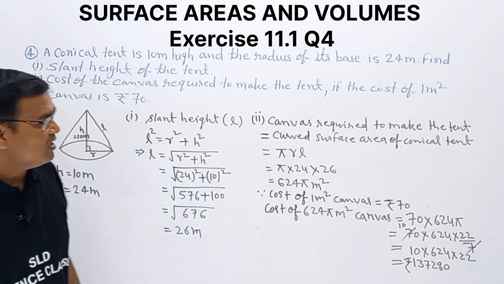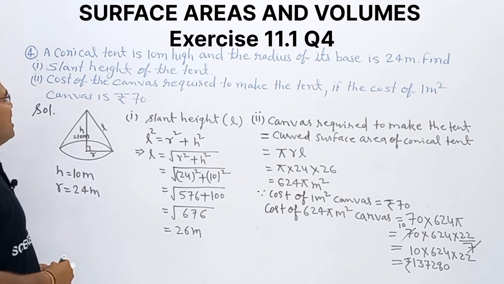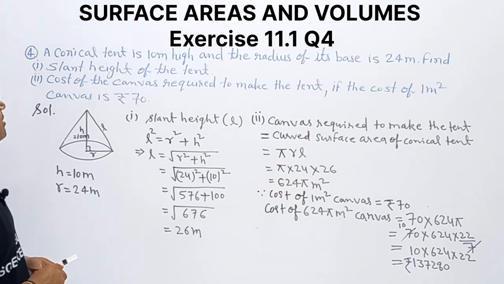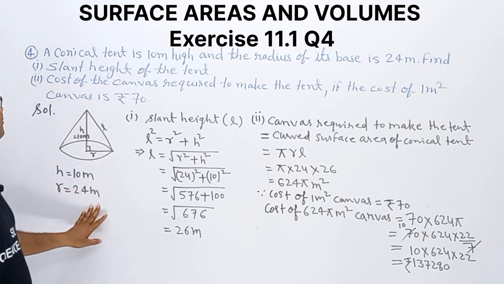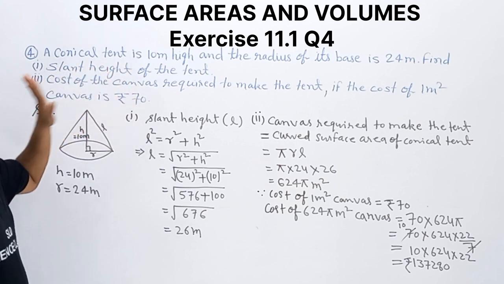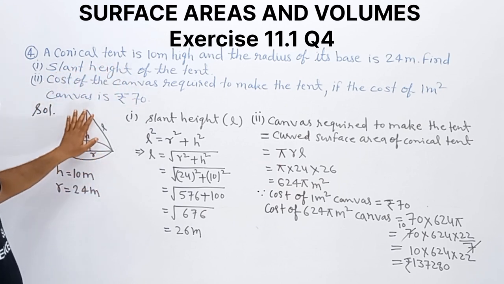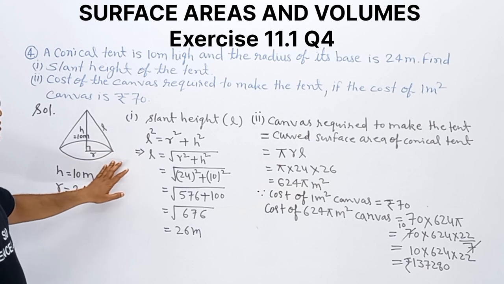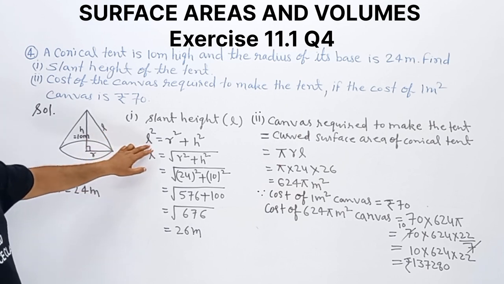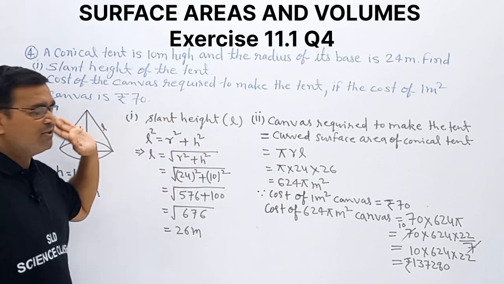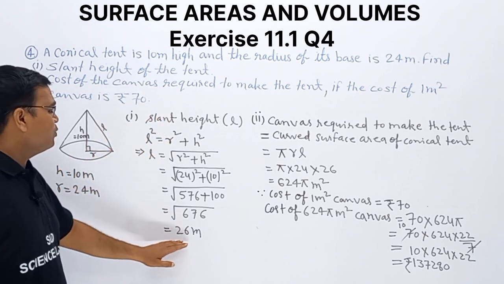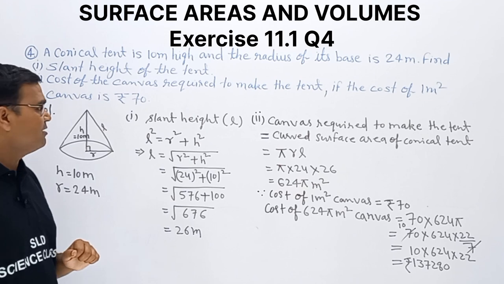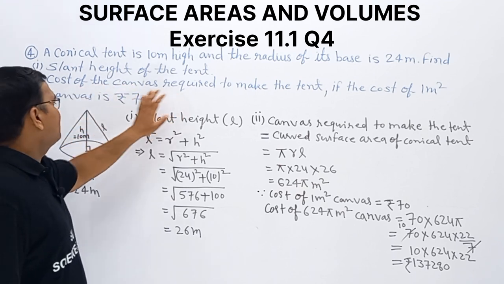Observe again what we are doing in this question. It is a simple question. We have a conical tent with height 10 meter and base radius 24 meter. The first question is the slant height of the tent. This is a right triangle, so we use the Pythagoras theorem: L square equals R square plus H square, where L is the slant height. Putting the values of H and R, we get 26 meter as the slant height.